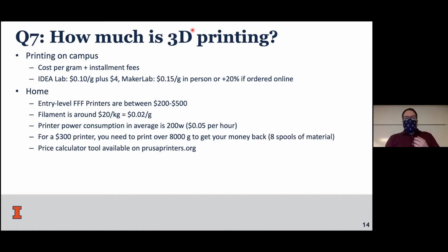The filament itself, one big spool like that here, full of material. Rule of thumb, $20 for PLA plastic. That's 2 cents per gram. Power consumption of a printer, 5 cents per hour-ish. So let's say you have a $300 printer. You need to print over 8 kilograms of material to get your money back. So that's 8 spools. To give you an idea, this one here is half a spool. So you don't need to print a lot to get back your money if you get a printer.